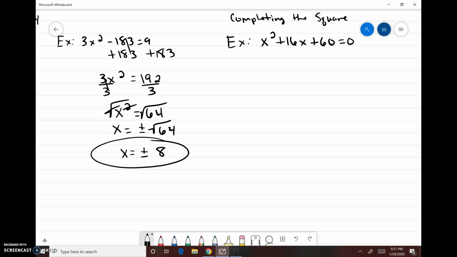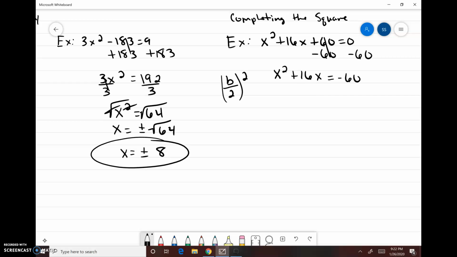So the way completing the square works is we first want to get the x terms on one side by themselves, any constant terms on the other side. So first thing I need to do is move the 60 to the other side. So we're going to subtract it from each side. That leaves me with x squared plus 16x equals negative 60. Now, once we have the x terms on one side by themselves, what we are going to do is take the b term, divide that by 2, and then square it.